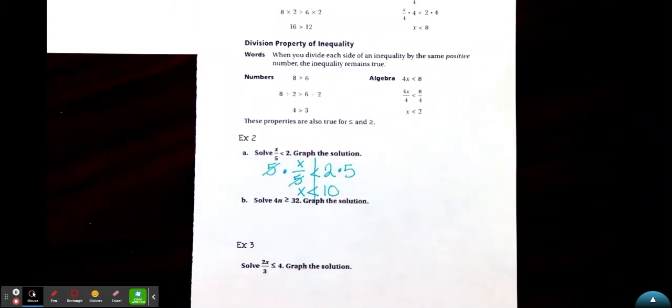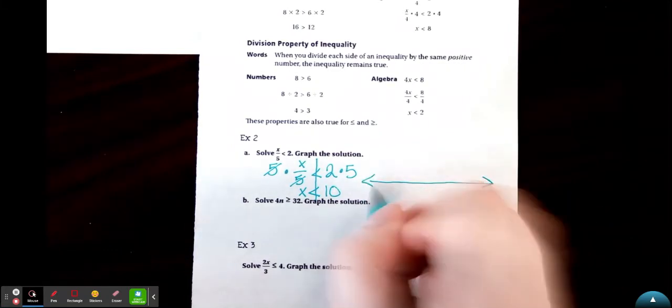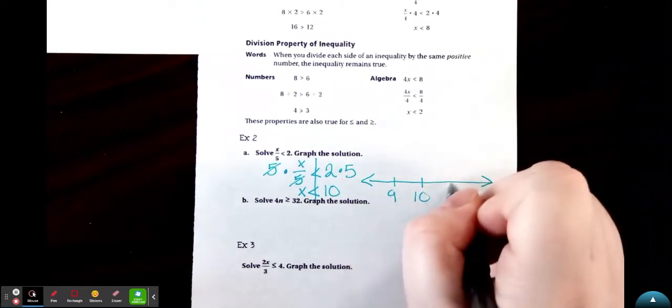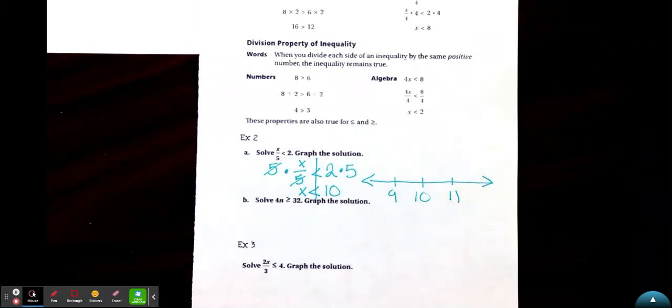Am I done? No, what do I need to do? Graph the solution on a number line. So I draw a line. What number do I need to put? 10, 9, and 11. Yeah, so it's going to be an open circle because can it be exactly 10? No.